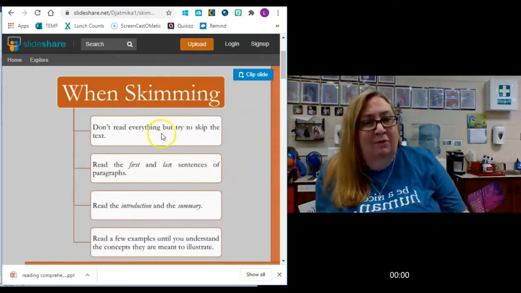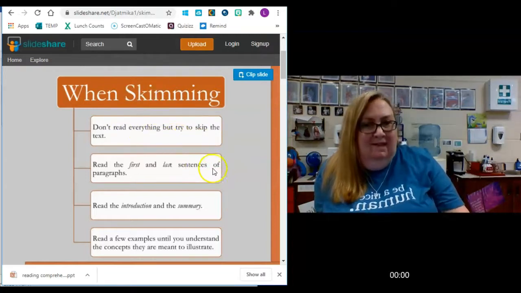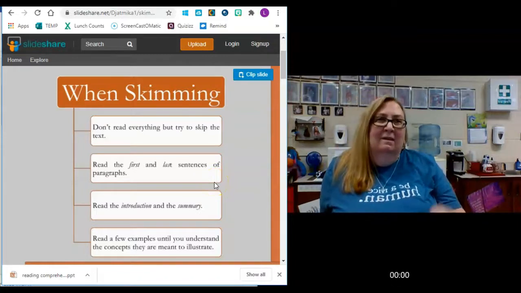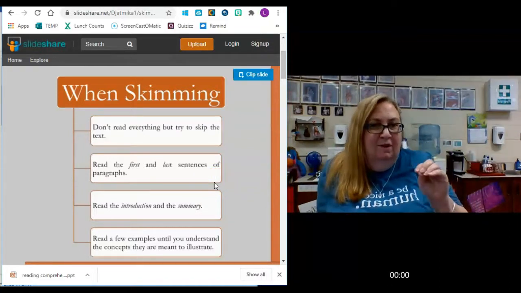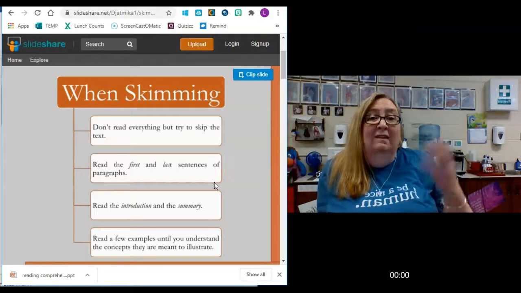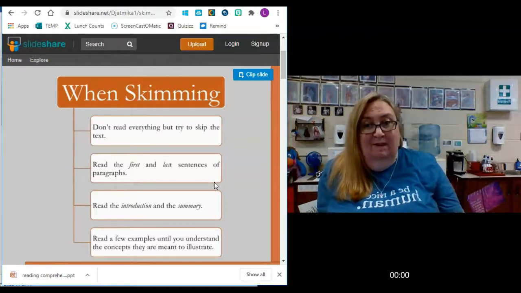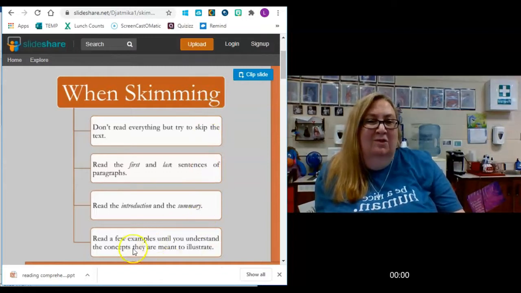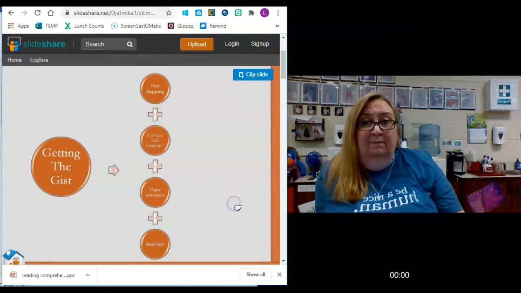When you're skimming, don't read everything. Try to skip through the text. You could read the first and last sentences of paragraphs, because that's going to introduce a topic and give you a conclusion. You could read the introduction paragraph. If it's a long article, read the very first paragraph. And if there's a summary, definitely just read the summary. Read through a few examples, a few things in random paragraphs. If there are pictures, that's also a good thing to skim through.